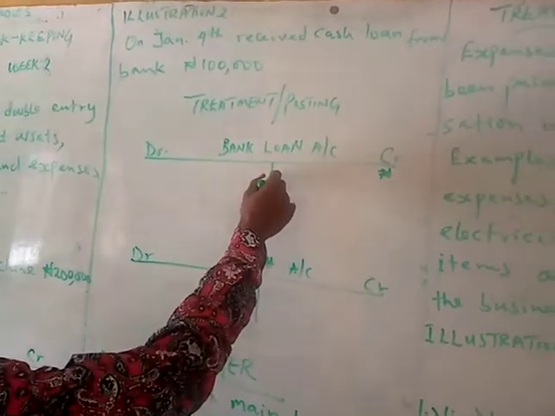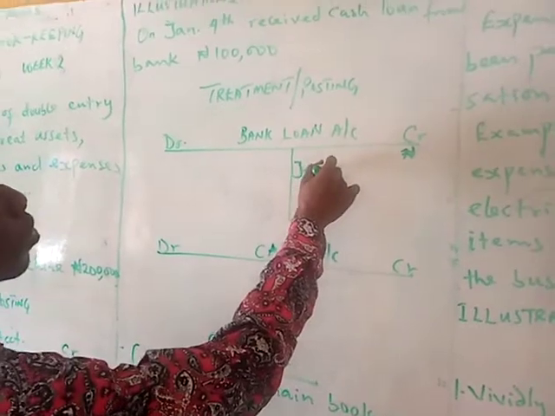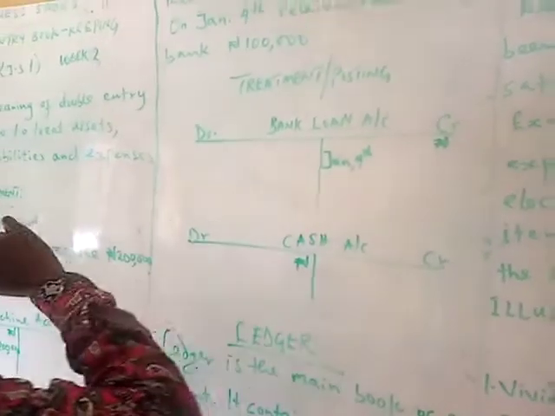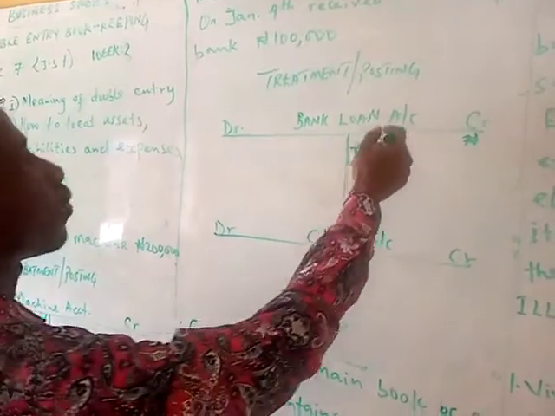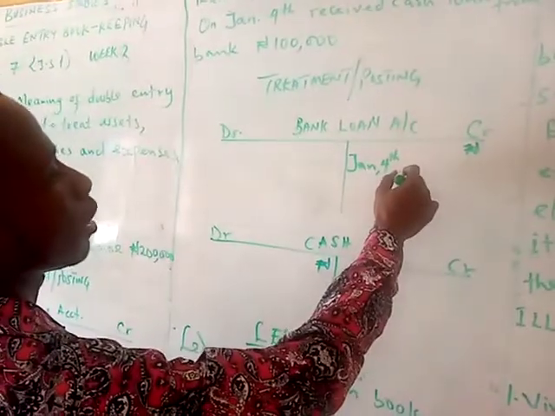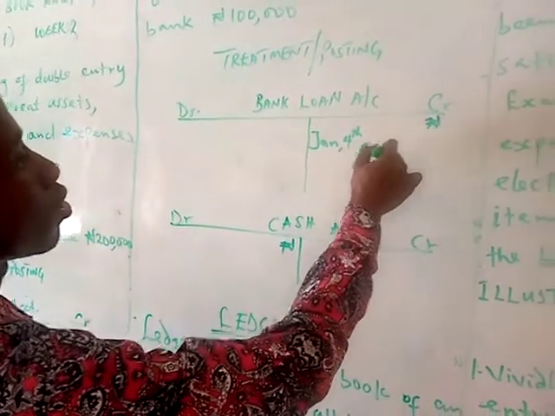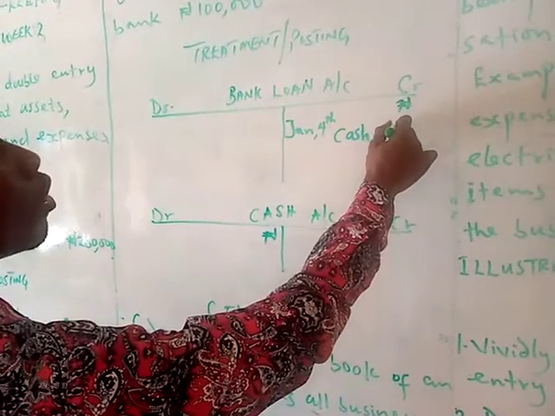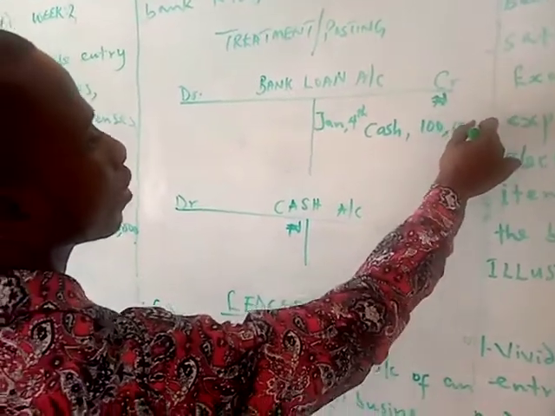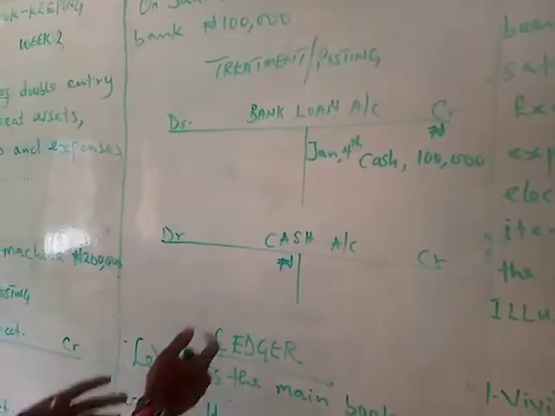So we say January 4th. January 4th, the bank is giving out loan, of how much? It is giving out a cash loan. So we put the cash of 100,000 naira.